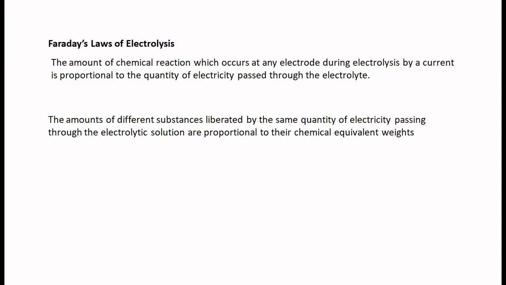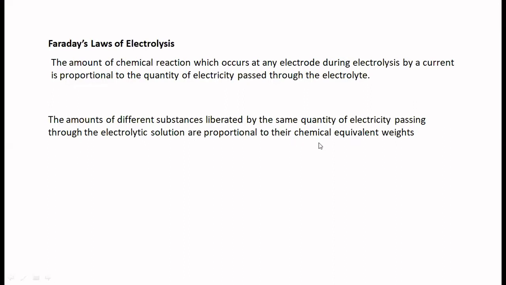That is 96,500 coulombs. So the electrochemical equivalent will be equal to the equivalent mass divided by 96,500. That is how you are going to do that. And the second law is related to this, that is, when the same quantity of electricity is passed through different electrolytes, what is the amount of the substance deposited at the respective electrodes? It is based on that.